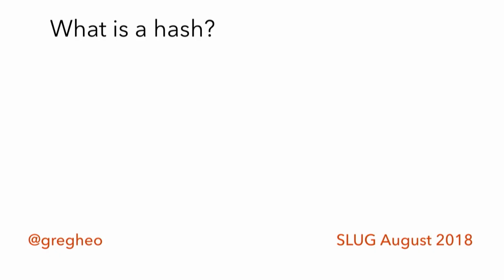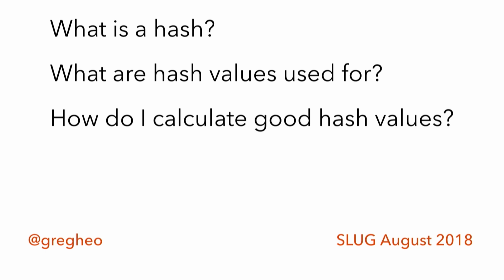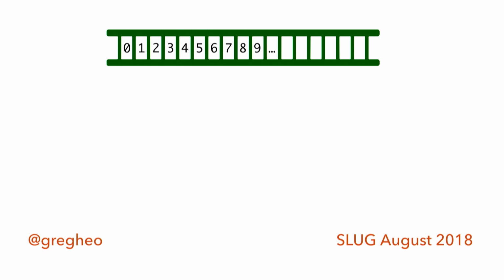So what do we want to talk about today? Let's talk about what even is a hash. We can talk about what hash values are used for. We'll look at that a little bit, but I'm not so concerned about what they're used for, but we might need to know that to understand how to do them properly. And then finally, how do I calculate good hash values if you do want to do it yourself? So it's the whiteboard coding part of the talk. There's no whiteboard here, unfortunately, but there was going to be a quiz afterwards.